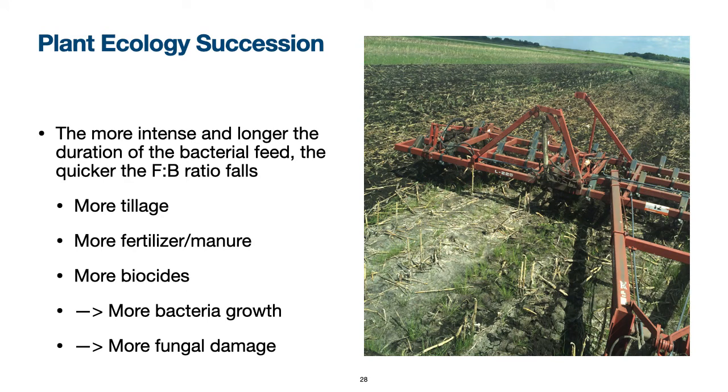The more intense and the longer the duration of the bacterial feed, the quicker that fungal to bacterial ratio falls. So the more tillage you do, the more fertilizer and manure, the more biocides, the more bacterial growth you get, and the more fungal damage is going to happen.